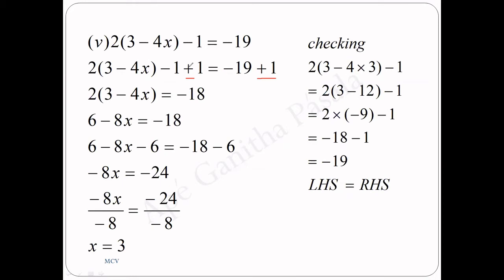Okay. Then cancel out this minus 1 with plus 1. 2 brackets 3 minus 4x remains on the left hand side of the equation sign. Then put the equation sign. On the right, minus 19 plus 1. What is the answer? There are 19 minuses. This way you can write. I will not write it out. You can write 19 minuses and plus 1.